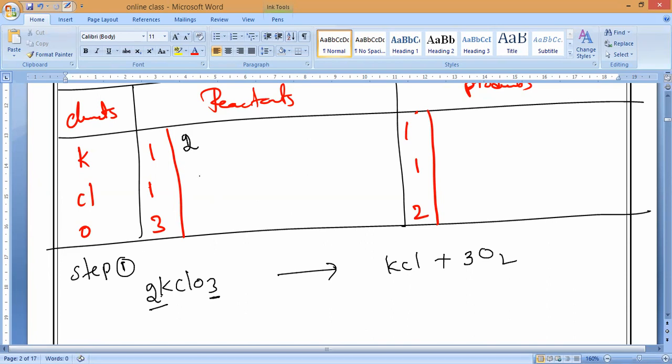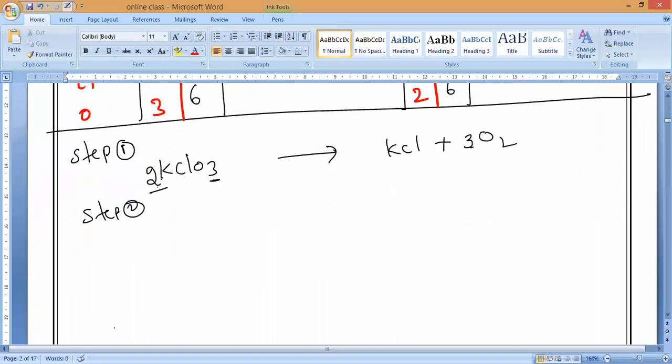KCl: potassium 2. Next, chlorine also 2. Oxygen 2 twos are 6. Next, on this side, potassium 1, chlorine 1, but oxygen 3 twos are 6. Next, see, potassium and chlorine become imbalanced: here 2 and here 1. So step 2, what I have to do: 2 KCl. So 2 KClO3 will give you 2 KCl plus 3 O2.